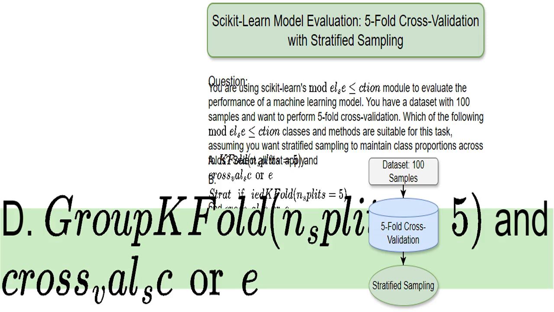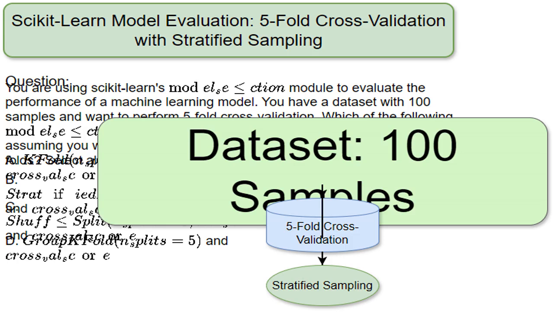Here, I'm using GroupKFold, designed for situations where samples are grouped, and you want to keep samples from the same group in the same fold. Since this problem doesn't mention sample grouping, this option is not relevant. I'm working with a dataset consisting of 100 samples. This is relevant for determining the appropriate size of folds and affects the overall evaluation process.